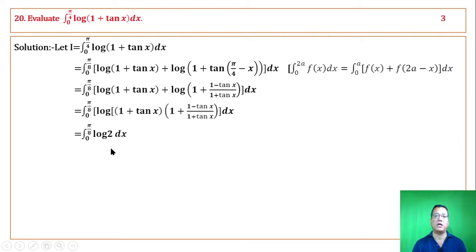After simplification we get log 2. Log 2 is a constant, so the integral of dx is x, with upper limit pi by 8 and lower limit 0. The value is pi by 8 minus 0, which is pi by 8 times log 2. That is the value.